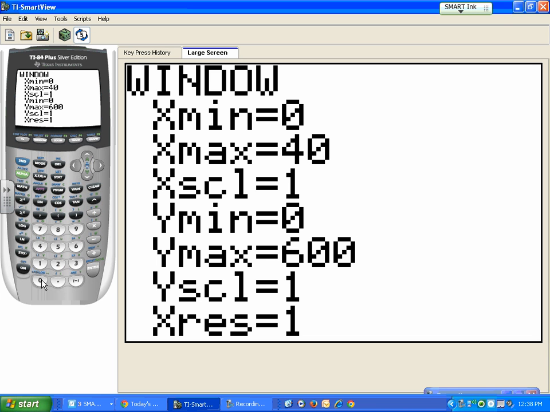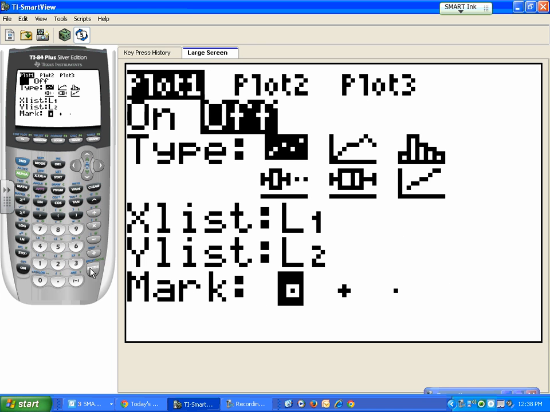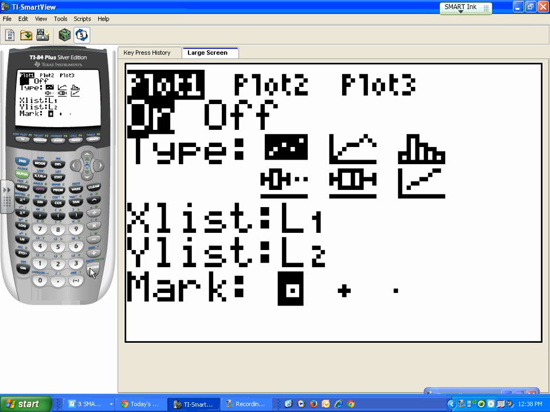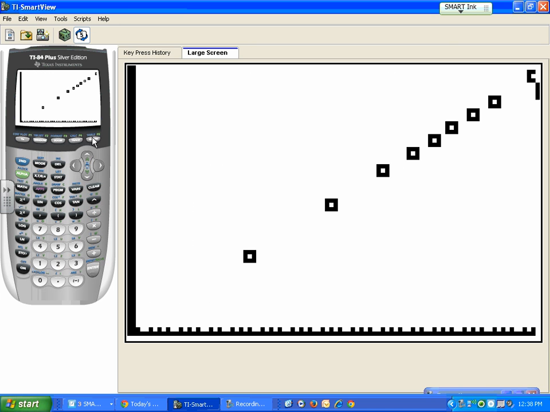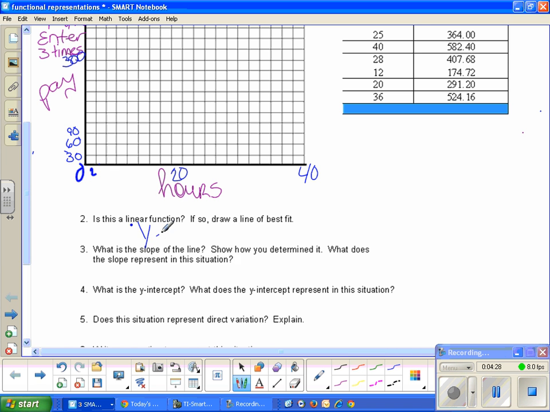We already got the points in there. Let's see if we make the lines. This is what we ran at the very beginning of the year. Second stat plot. Right here on the left side. The first one, turn it on. Then graph. Yes. It says, if so, draw a line with best fit. We want a line that's going to go through our graph.